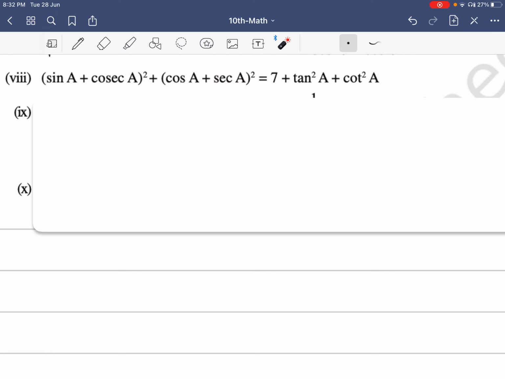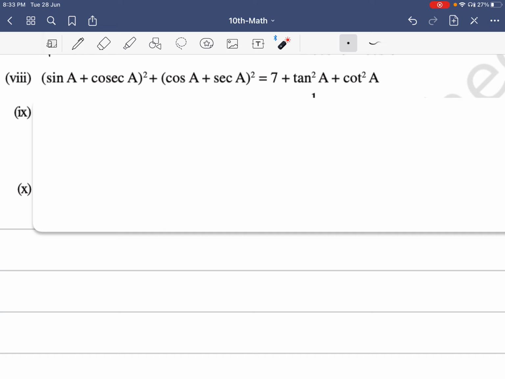that is equal to 7 plus tan square A plus cot square A. Okay, so this looks quite straightforward because this is the square term, this is the square term. We are going to use (A + B) the whole square. We'll get sin square A here, we'll get cos square A, that will be equal to 1. And then let's see how we can simplify further.